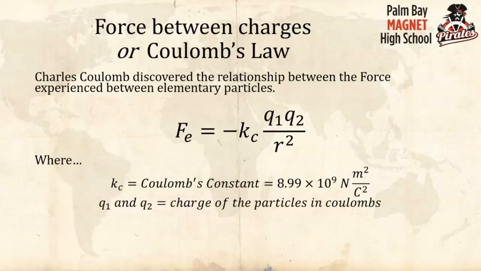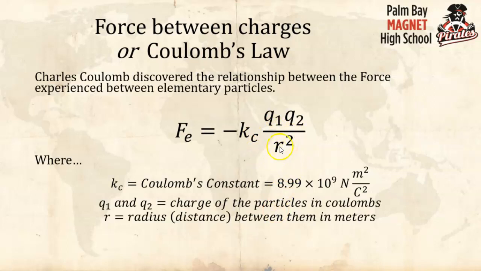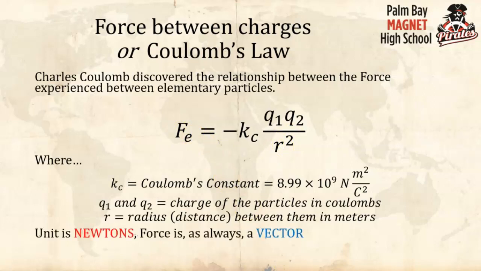Q1 and Q2 are the charges of the particles. So like you just saw, if you had negative 4 and 6, you'd put negative 4 here and 6 here. Divided by the distance between them squared. This is in the denominator and it's squared, which means as the distance gets smaller, the electrostatic force is going to get bigger. Again, it's the electrostatic force, so it's in newtons, and as always, it's a vector.